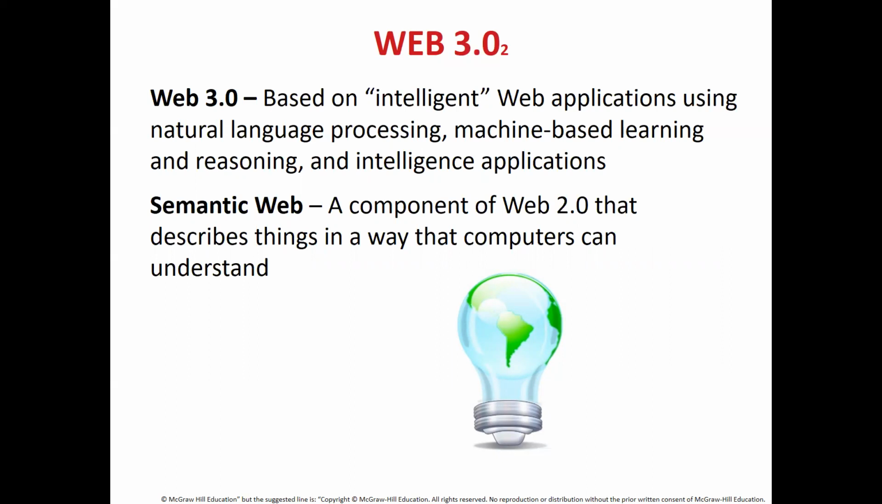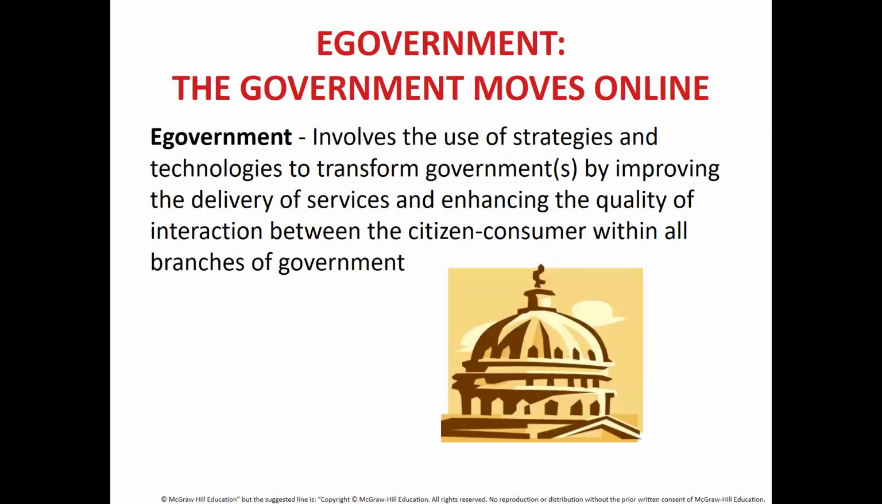Semantic web, a component of Web 3.0 that describes things in a way that computers can understand, just like intelligent applications. Then e-government. E-government moves online. E-government is whereby most of the government services are provided online to the people or to the citizens. It involves the use of strategies and technologies to transform government by improving the delivery of service and enhancing the quality of interaction between the citizen and consumer within all branches of government.